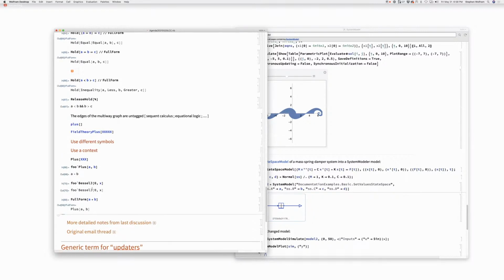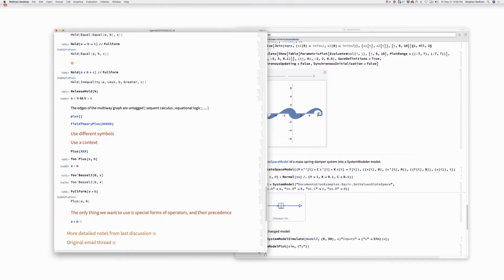So the claim is, the only thing we're trying to use, the only thing we want to use is special forms of operators and their precedence. No, it's more than their precedence. It's their precedence and the way that they pick up arguments, like A plus B going to the full form, right? That's not quite precedence. They're parsing info. Right. And their basic parsing.